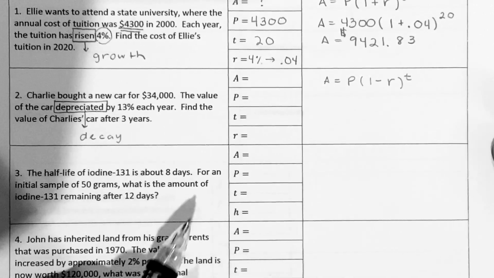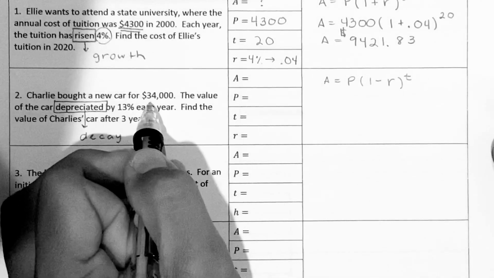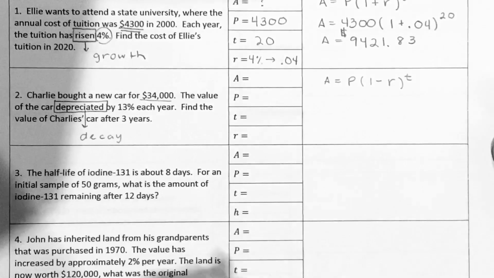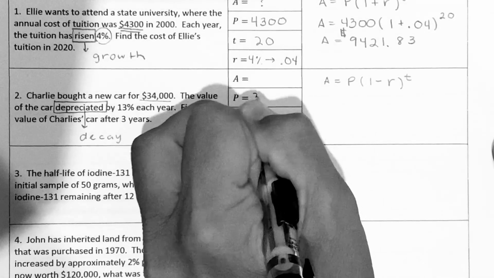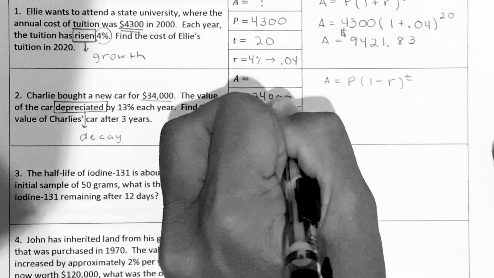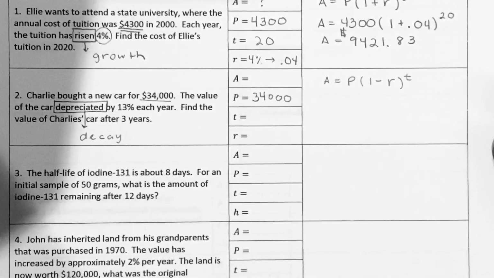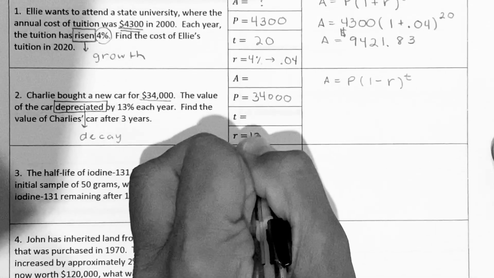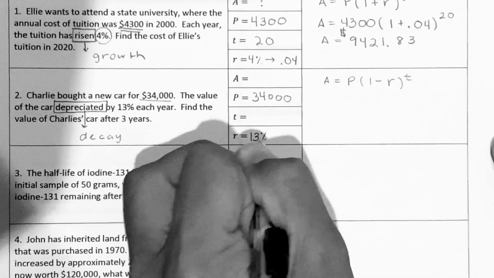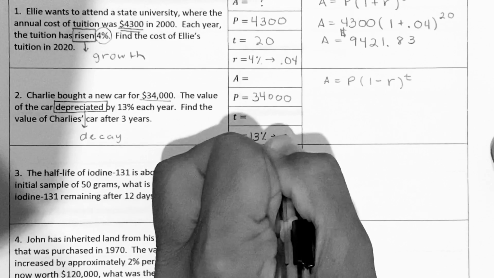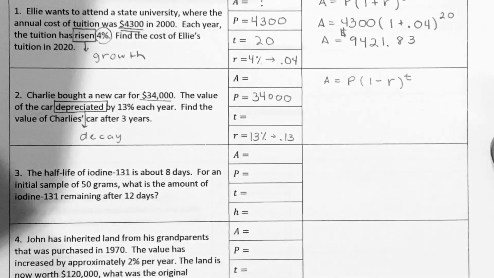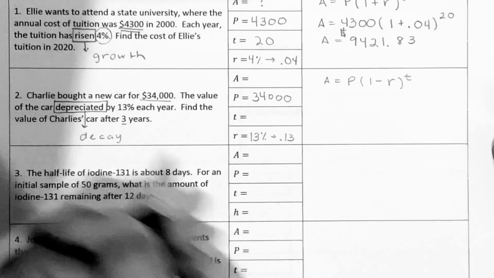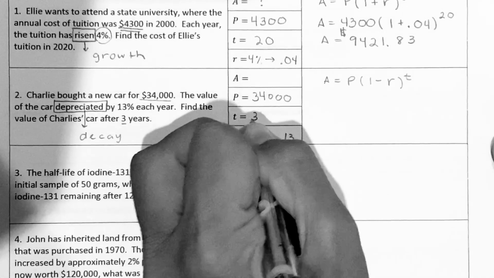So he bought the car. Initially, his starting value is $34,000. So when he bought it, it starts out at $34,000. It depreciates by 13%. That 13% is our rate. And remember, I have to divide that by 100 or move the decimal place over 2, which is 0.13. And then time is actually just given in the problem as 3 years.